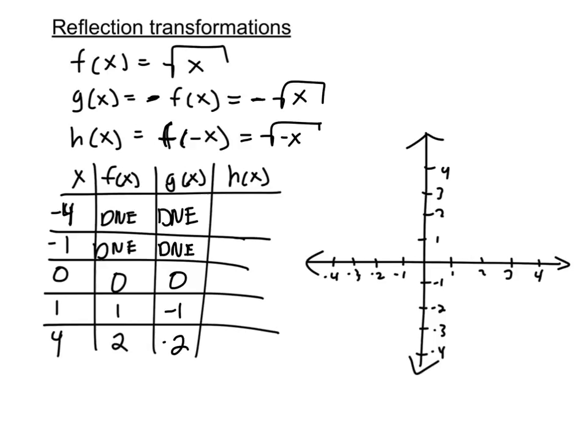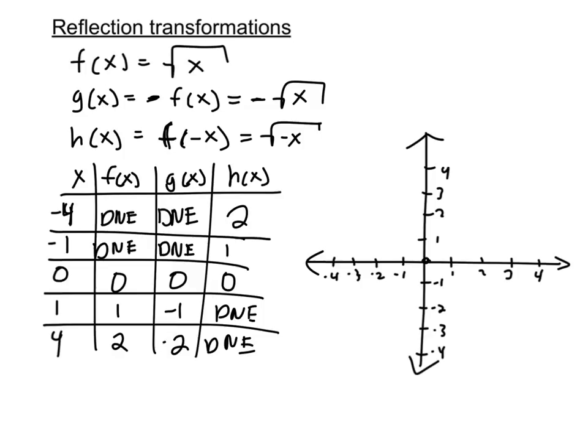So now let's do h of x. If you plug in negative 4 for x, you get negative, negative 4. So that cancels and that makes positive 4. Square root of positive 4 is 2. Same thing for negative 1, you get 1, then 0. And then when you plug in 1, you get square root of negative 1, which does not exist. Same thing for 4. So let's go ahead and plot these.